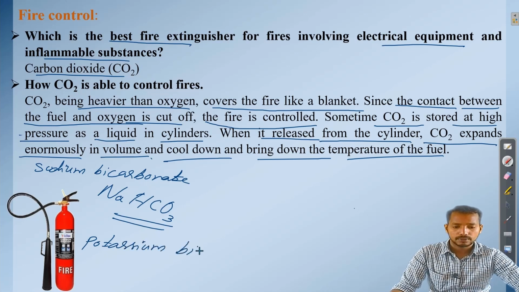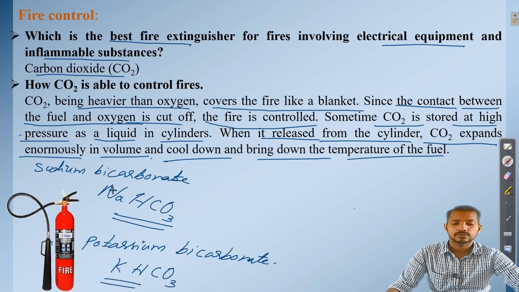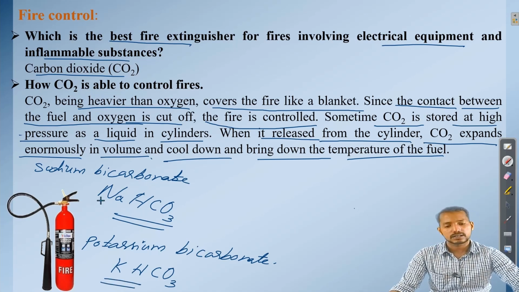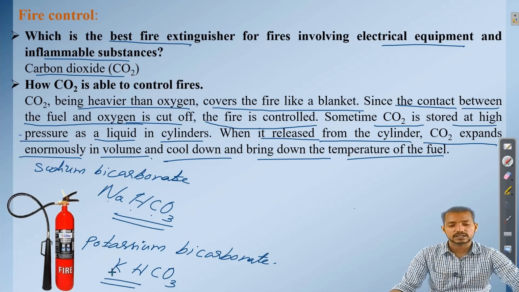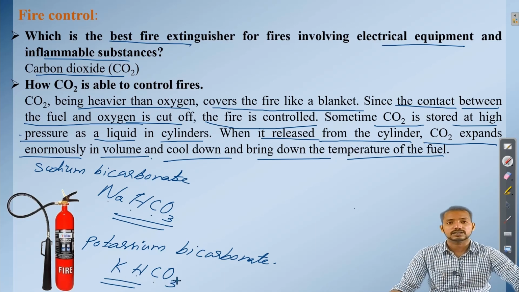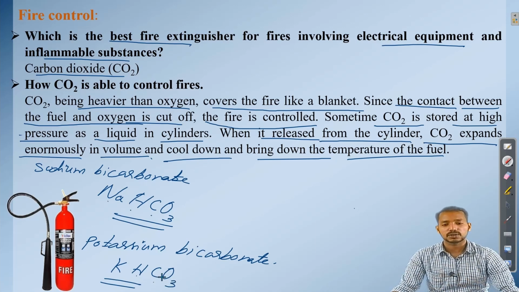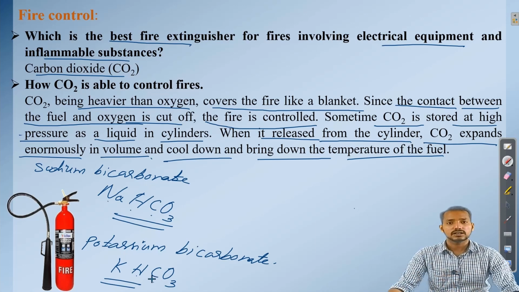Potassium bicarbonate, KHCO3. So here in sodium bicarbonate, what are the elements present? Sodium, hydrogen, carbon, oxygen. These three are non-metals, while sodium is a metal. Similarly, potassium, whose symbol is K, is a metal, and hydrogen, carbon, oxygen are non-metals. So this is all about how to control the fire that you have to remember.